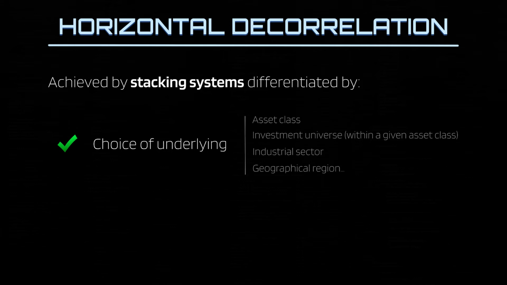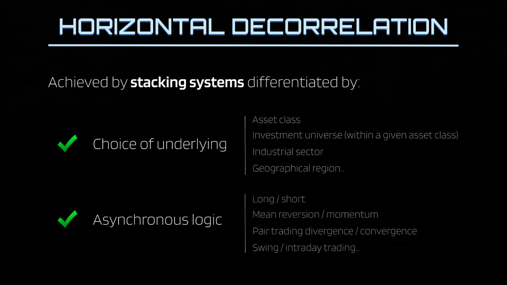The second way to create horizontal decorrelation is by stacking systems with opposing algorithmic logic. For example, long and short, mean reversion versus momentum, pair trading divergence versus convergence, price directional versus volatility arbitrage, premium selling versus buying, long-term versus intraday frequency, etc. You get the point. The goal is to stack different systems which individually generate positive expectancy, yet produce a blended portfolio of systems which generates an expectancy that's higher than the average of its underlying individual systems.